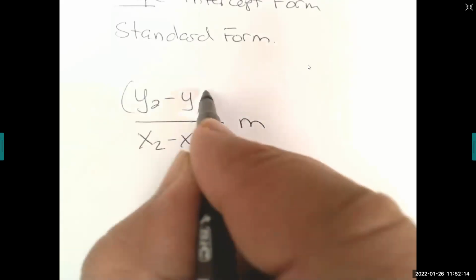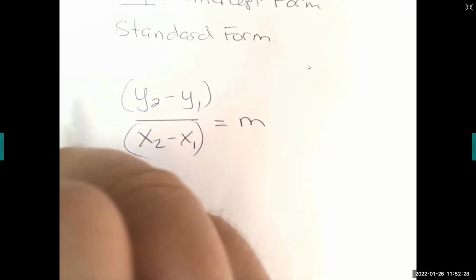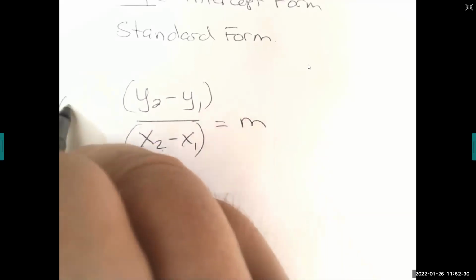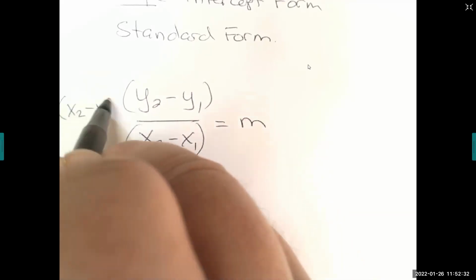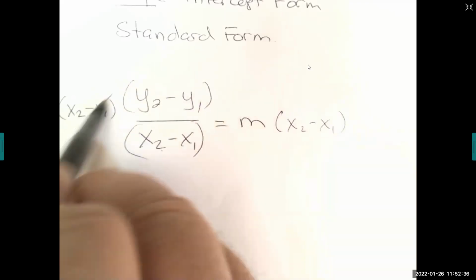So these are equations. The first one, how do I get rid of this bottom part here? What do I have to do to get rid of that? No, I've got to multiply. If I multiply both sides by x2 minus x1, those cancel.